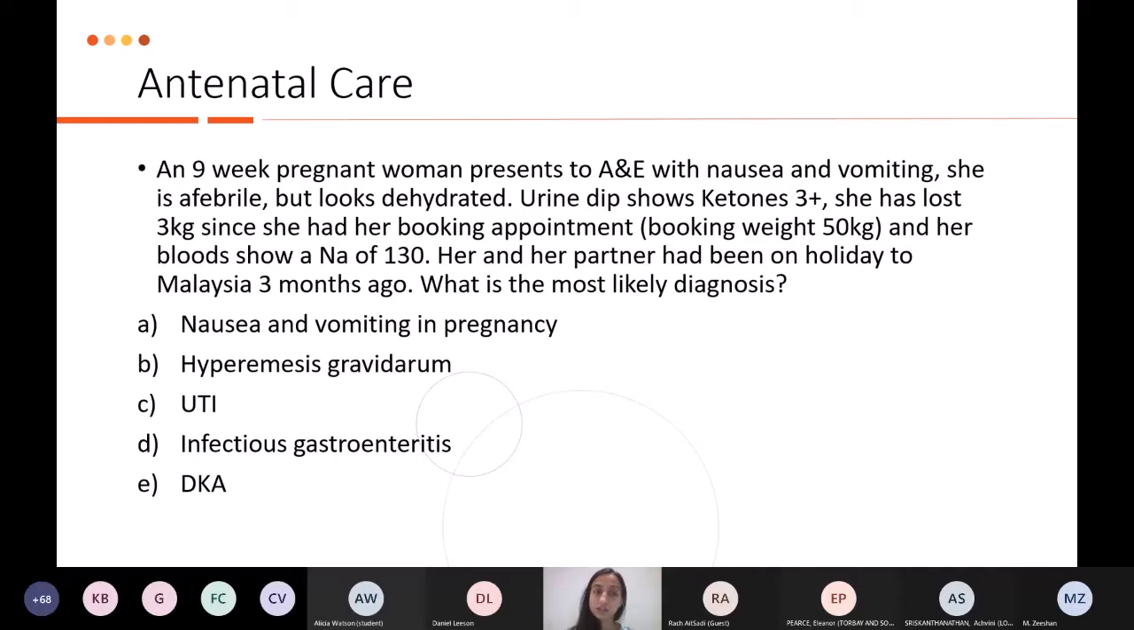Her sodium's a little bit deranged, and you ask her about any travel because she's turned up with nausea and vomiting, which she's travelled 3 months ago. What do we think is the most likely diagnosis here?